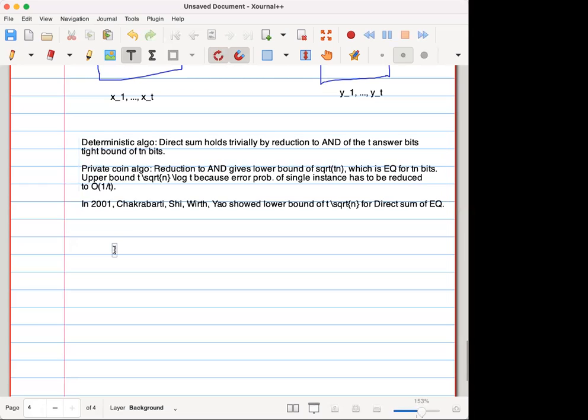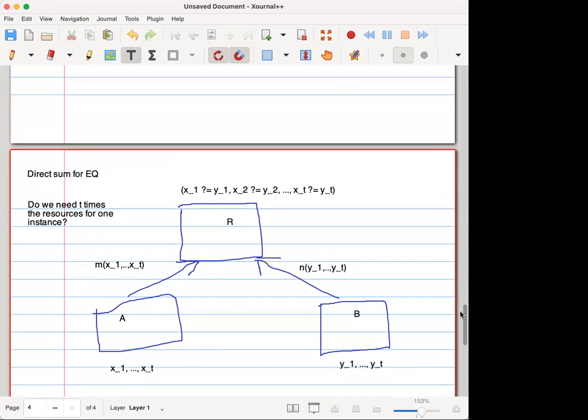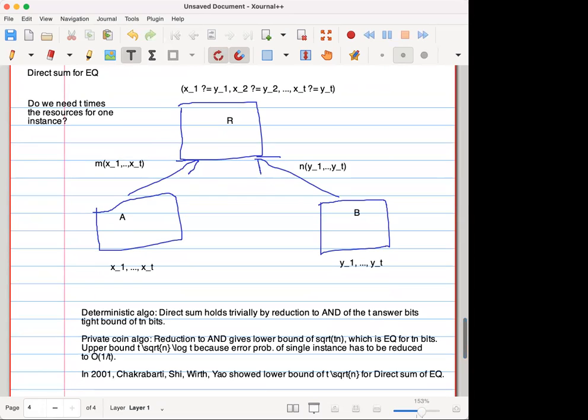Okay. So here is the idea. Any questions before we proceed? Now we are going to prove t times square root. No questions? Okay. Good. So let's try to prove it.